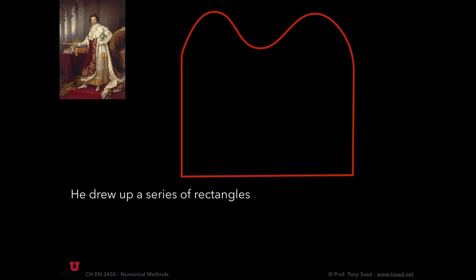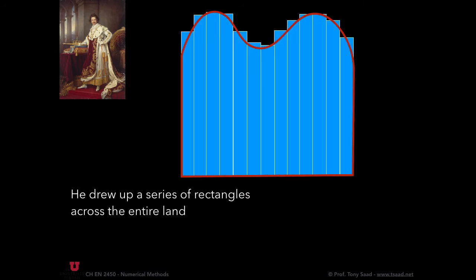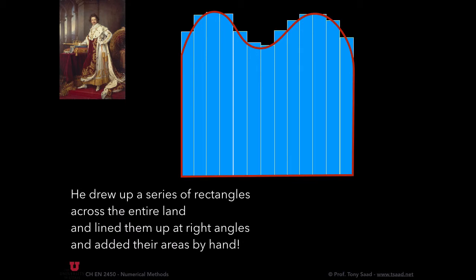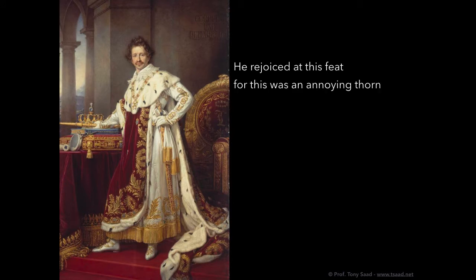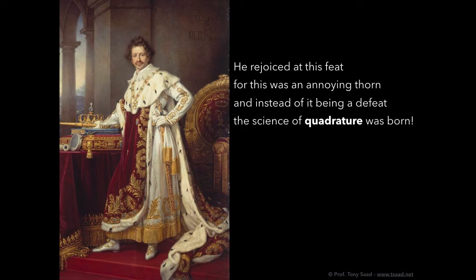He drew up a series of rectangles across the entire land and lined them up at right angles and added their areas by hand. He rejoiced at this feat, for this was an annoying thorn, and instead of it being a defeat, the science of quadrature was born.